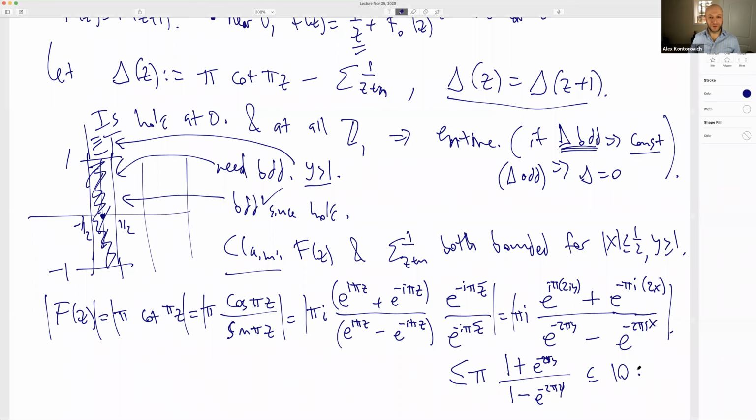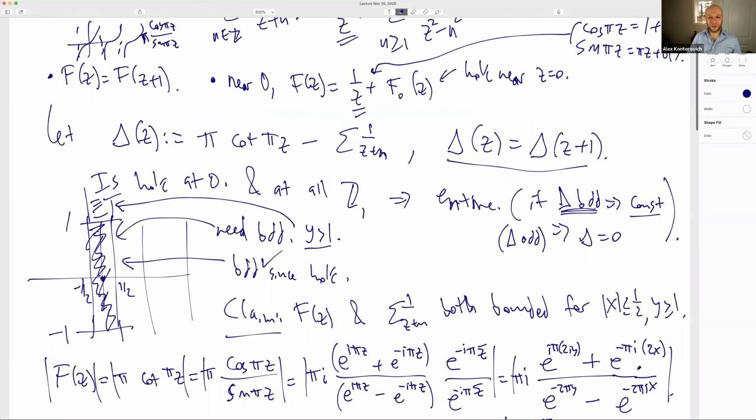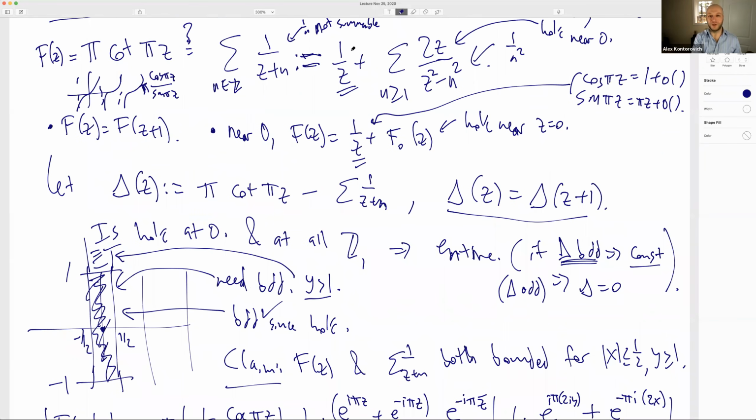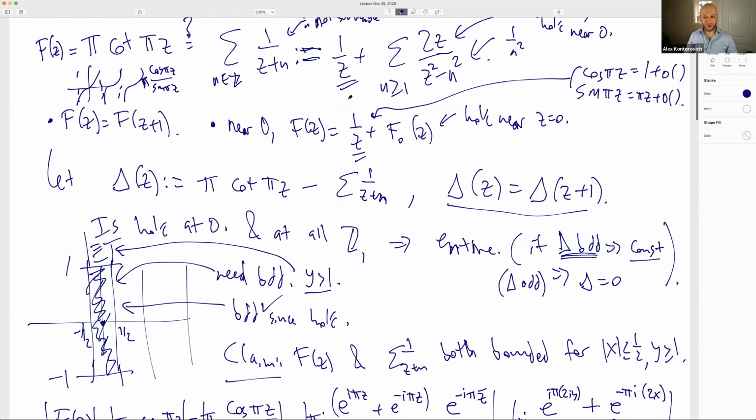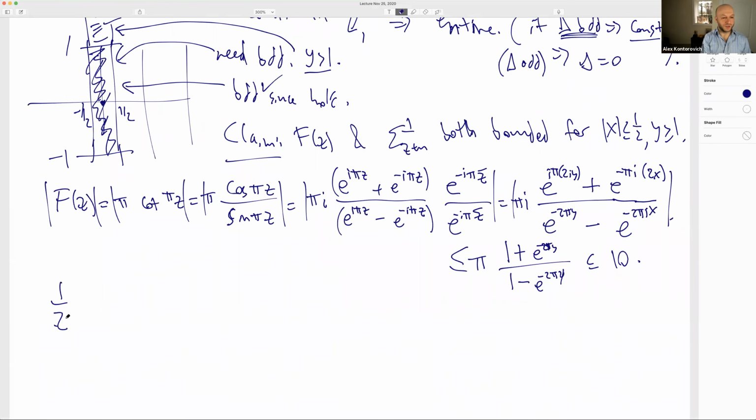Let's check the bound for the other thing. I don't want to use this version, I want to use this version. So the other thing is 1 over z. Now check if the other part is bounded. So I have 1 over z plus a sum over the positive integers of, what is it, 2z? No, it's not z squared. It's 2z over z squared minus n squared. Something like this, right?